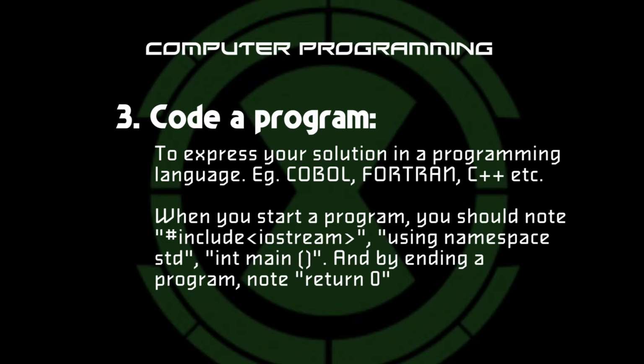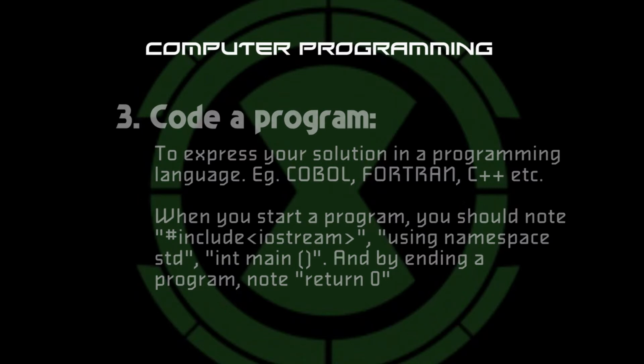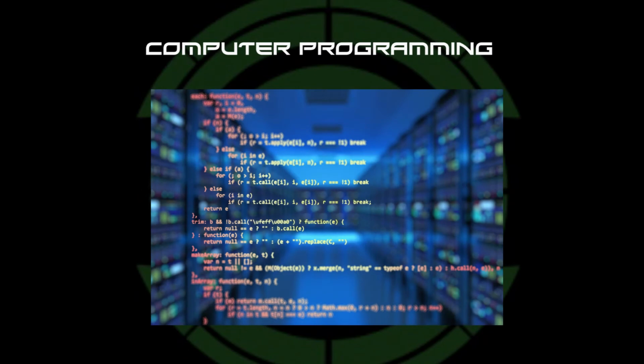When you start a program, you should note the following 3 in order. Number include iostream in angled brackets. Then using namespace std. Then int main, parentheses open and closed. When you end a program, you can note return 0. For example, writing a program of mathematical operations, old school game projects, etc. shows you an idea of some ways.